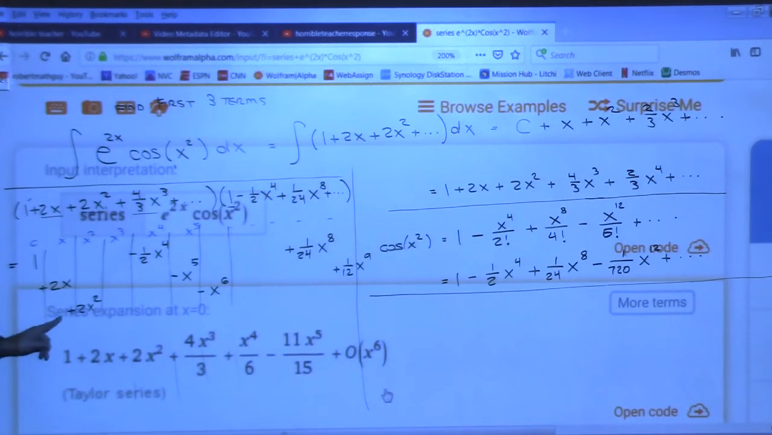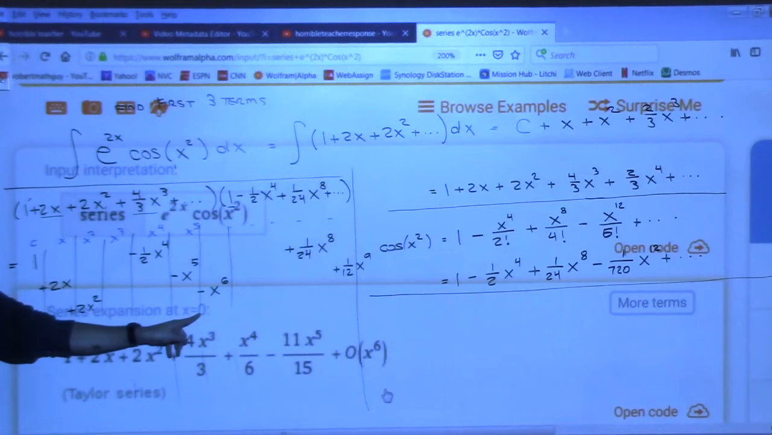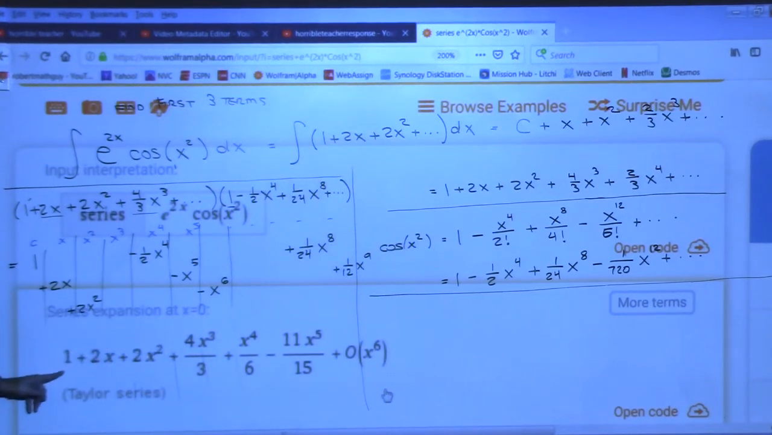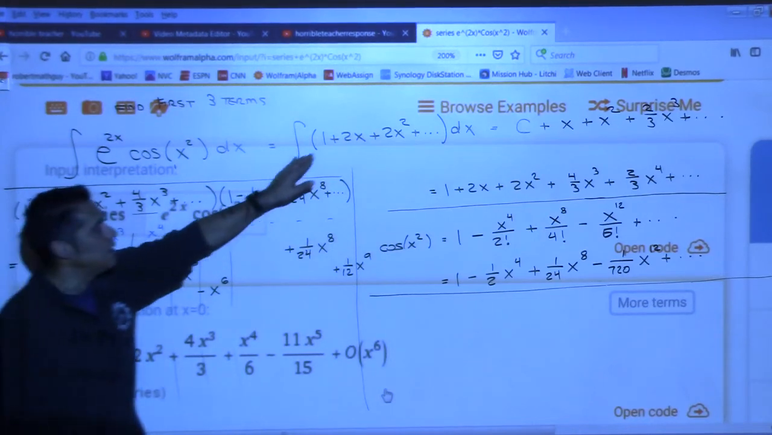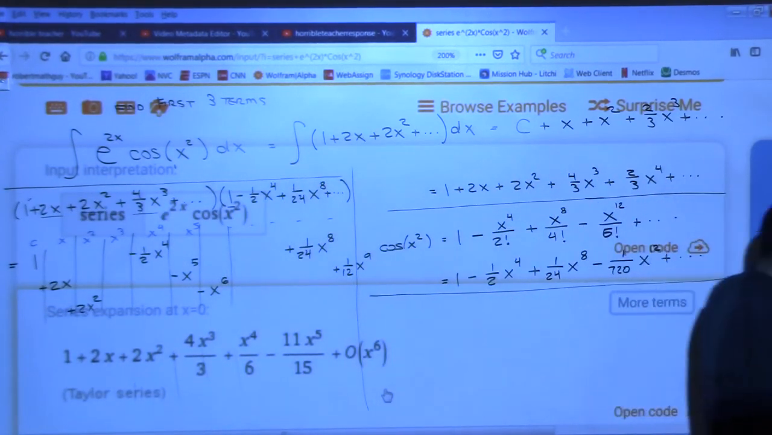So look at what it says, series expansion at x equals 0. That means it's Maclaurin, right? This is your Maclaurin series. Now it says Taylor series, but we know that Taylor at 0 is Maclaurin. So this is your expansion. We got those first three terms and then we integrated that. See that? Okay.